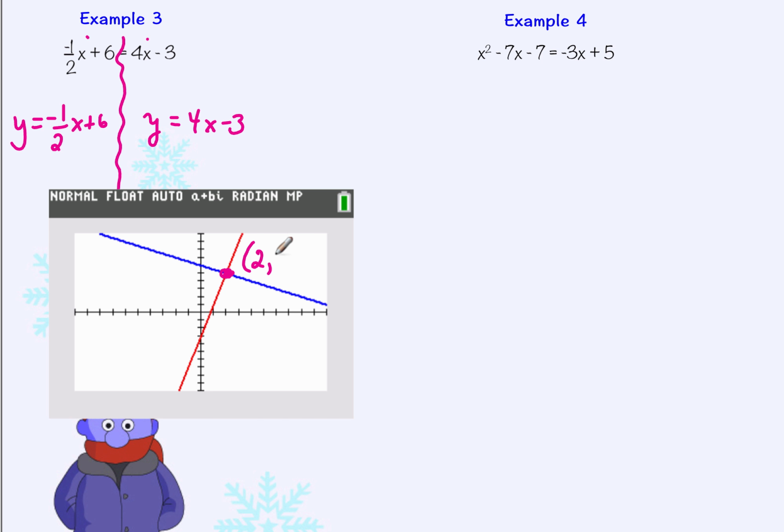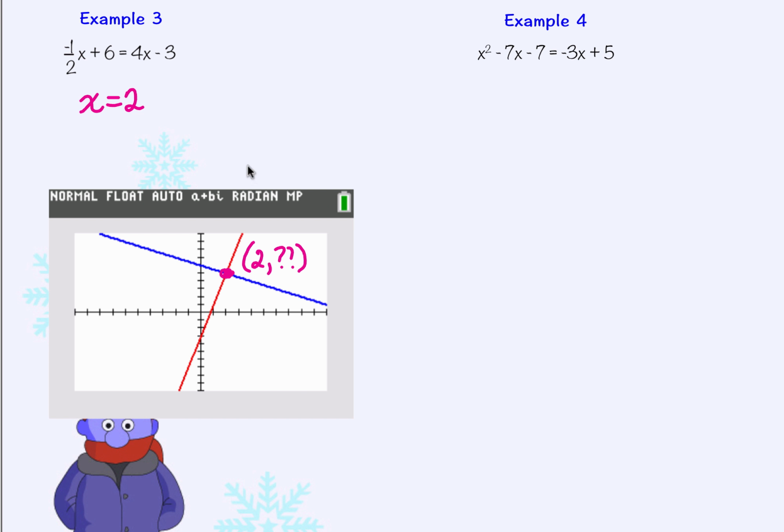In the original problem, we didn't care about the y value, did we? Because the original problem only had x's. And so that's why when we solved it, and when we look at it for an answer from the graph, we only care that the x value is 2. There's no y value there.